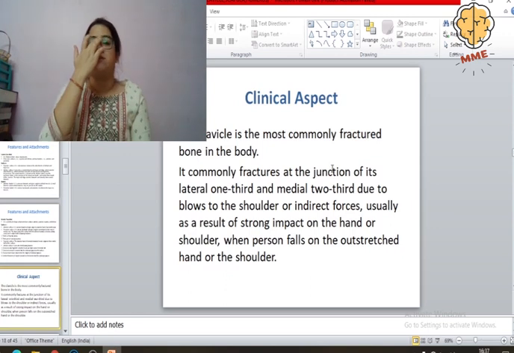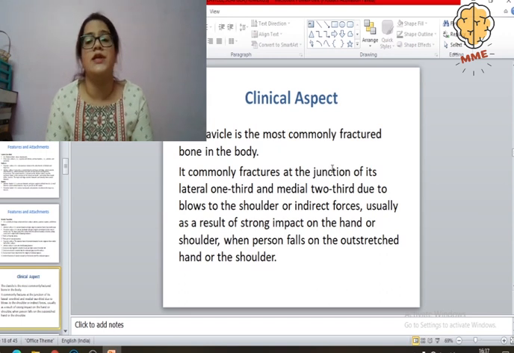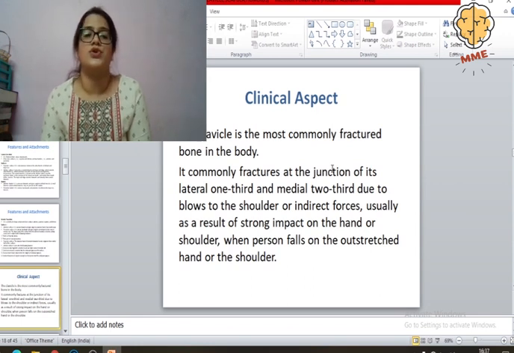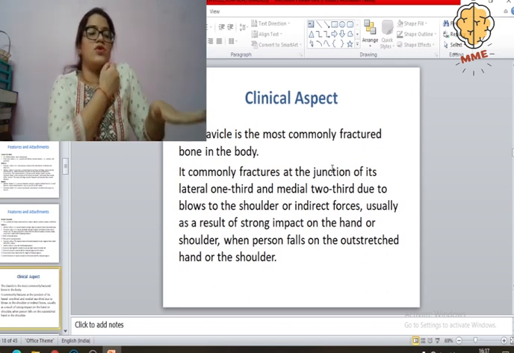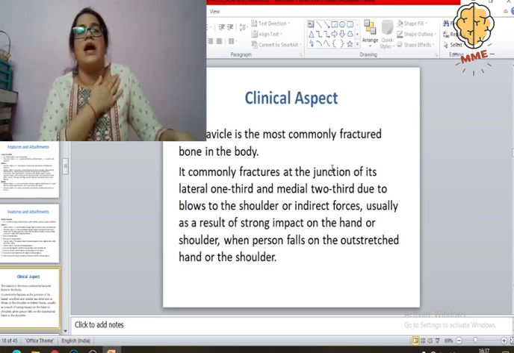Now, the clinical aspect. The clavicle is the most commonly fractured bone in the body. It commonly fractures at the junction of its lateral 1/3 and medial 2/3 due to blows to the shoulder or indirect forces, usually as a result of strong impact on the hand or the shoulder when a person falls on an outstretched hand or shoulder. Like if there's a blow over here, some impact, and if I fall like this, with my hand in this position, like this falls on the ground, so what would happen?